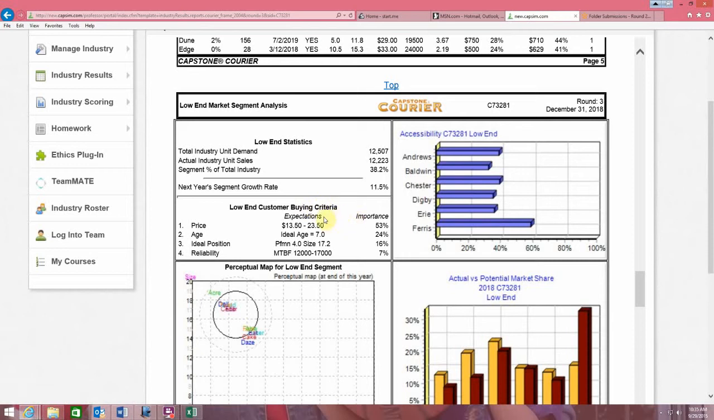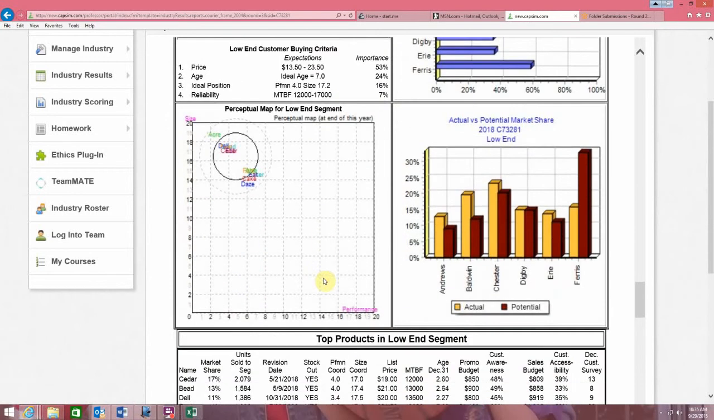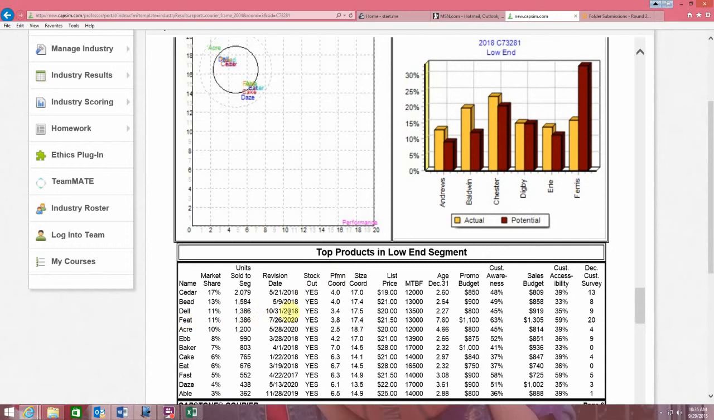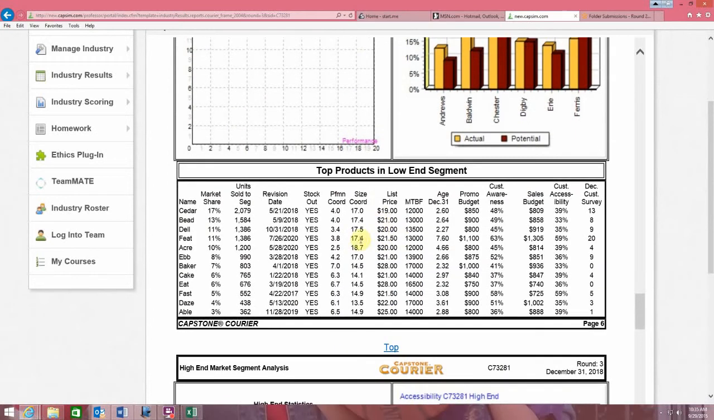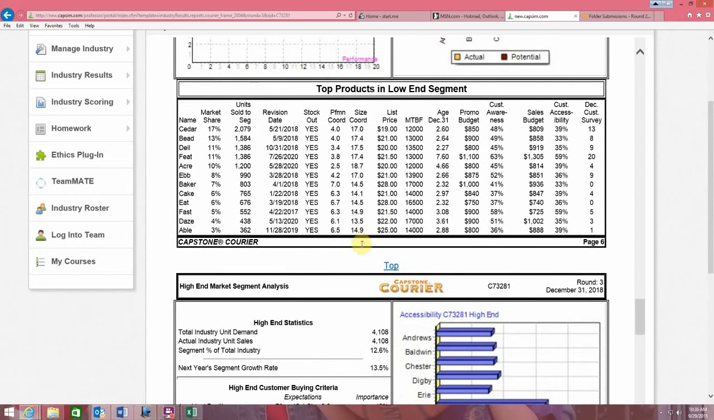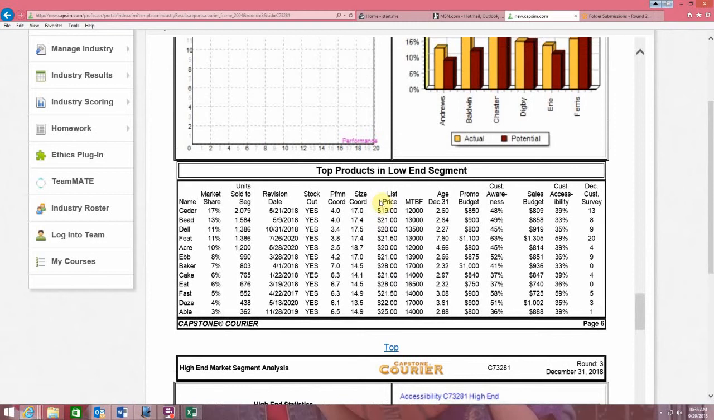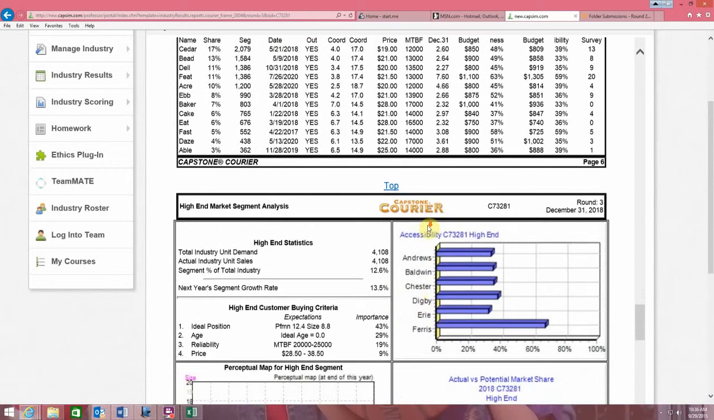Okay, customer buying criteria as it relates to the stuff that's down here. Number 1 is price, number 2 is age, number 3 is ideal position. So should we look at those things in that order and determine if price was a big factor? Maybe, maybe not. Was age a big factor? Maybe, maybe not. You should look at those things.